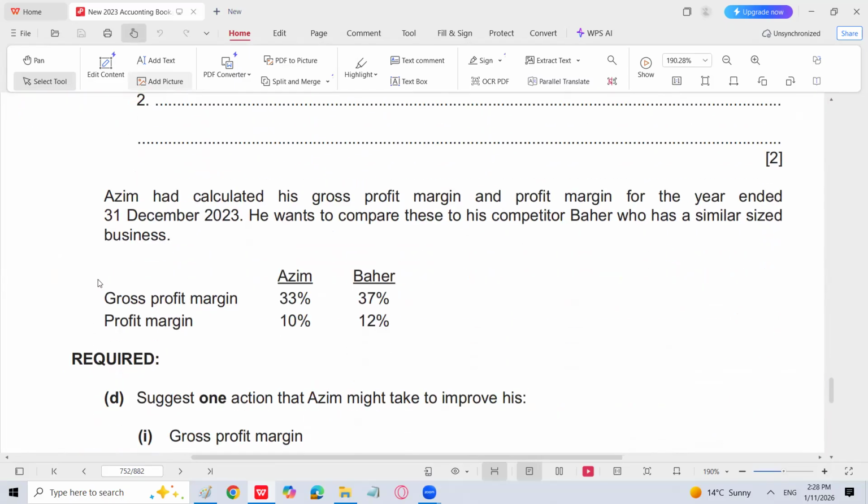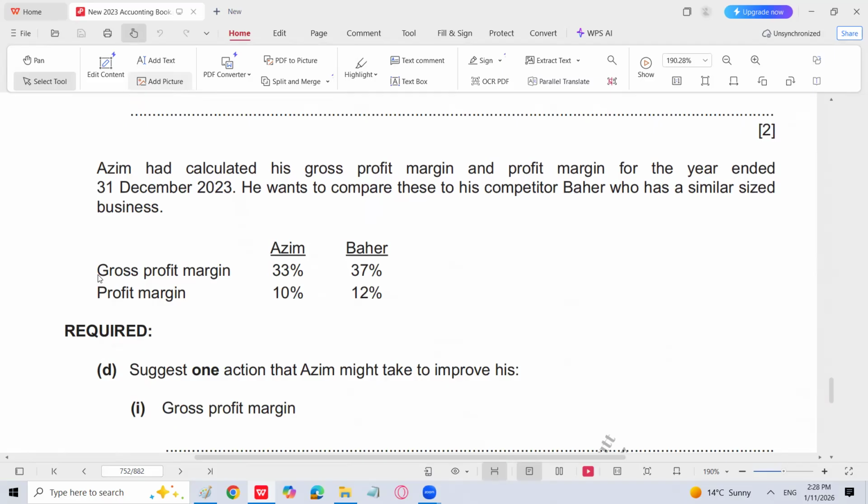A.S.M. has calculated his gross profit margin and profit margin for the year ended 31st December 2023. He wants to compare these to his competitor Bahir, who has a similar sized business. Gross profit margin is 33% and Bahir's is 37%. So it means that for A.S.M., the gross profit margin is 4% less than Bahir's. Bahir is getting more gross profit in comparison to his sales, whereas A.S.M. is getting a little less. The same is the case with profit margin. So it means that A.S.M. is not able to control his expenses properly, right?